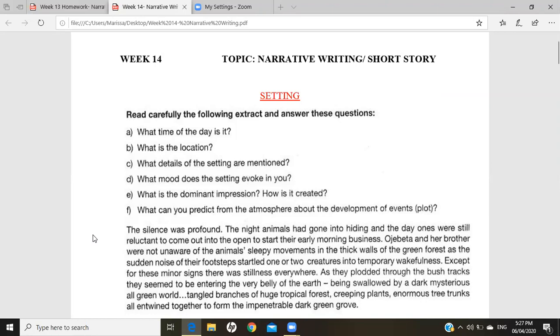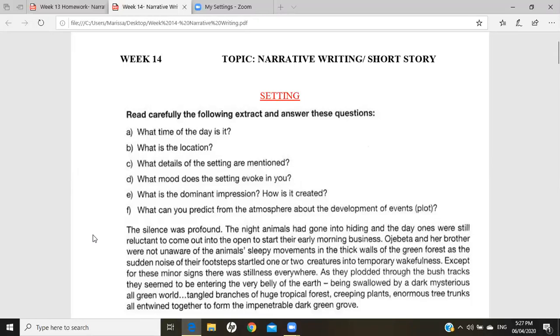B says, what is the location? So Hema, could you tell me what is the location? So location has to do with place. So if you had to tell me where you think the story is taking place, so where? In the forest. You think it's taking place in the forest? Okay, and how do you know it's in the forest?